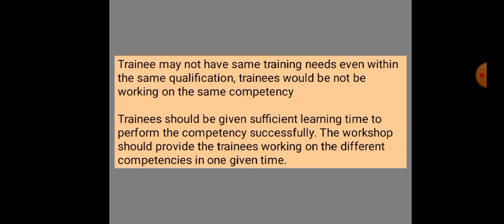So the trainees may not have the same training needs. Even within the same qualification, trainees would not be working on the same competency. Since isa sa qualification is nailahi-lahi ng unit of competency, so it is obvious nga they may not have the same training needs. So trainees should be given sufficient learning time to perform the competency successfully. So the workshop should provide for the trainees working on different competencies at one given time.